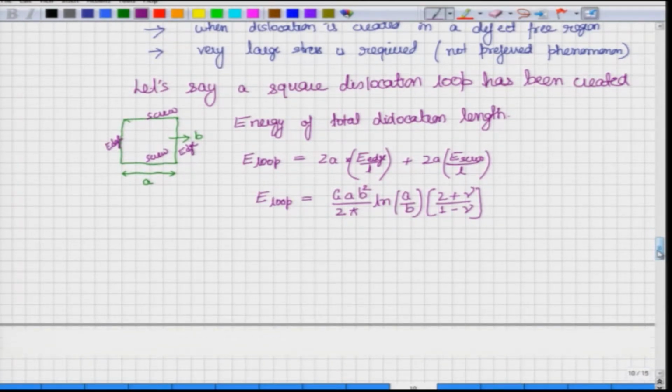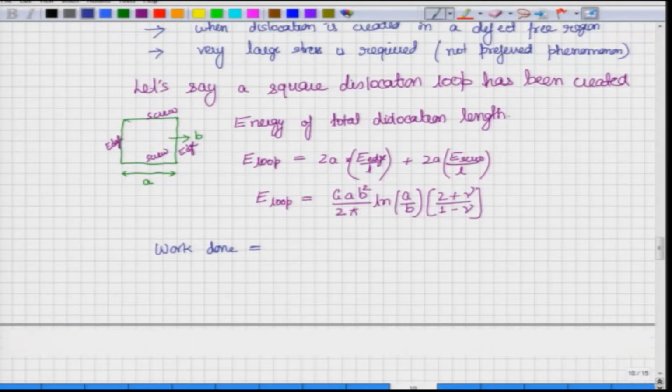So, this is the energy of the loop, meaning this much energy must have been spent, and when a dislocation loop has been created, there is also some amount of work done, and this work done is basically because the dislocation loop, you can assume that it is going from a point to a loop. So, some work was done by the loop. So, the work done can be given as area into the force acting on it. So, it can be written as A square tau b.